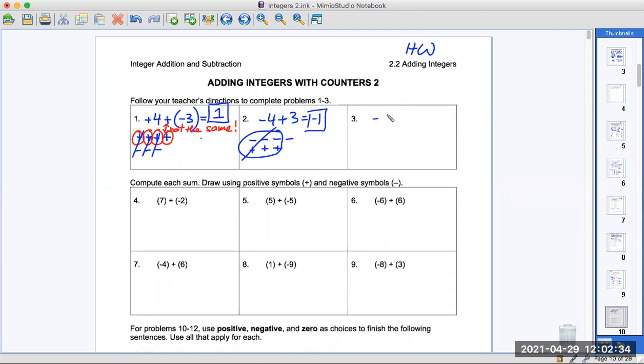And we have -4 plus 4. So start with this number. That's a -4. So that's this. And then this is positive. It's called a zero pair. They all cancel each other out.